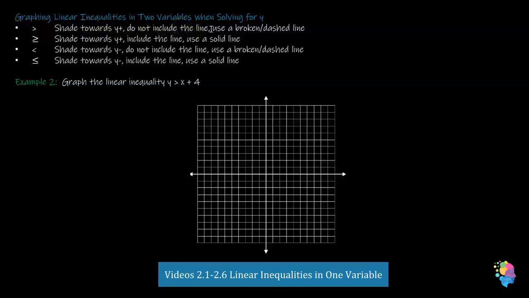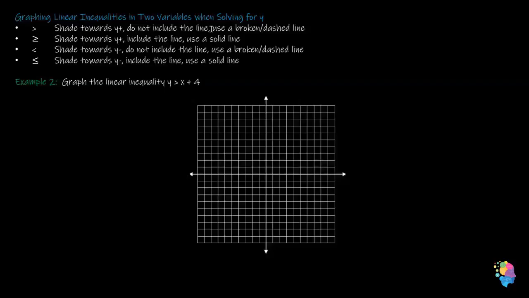When we were working with solving inequalities in one variable, we would use either open or closed circles, parentheses, or brackets. But since we are creating a line here, we have to use a different method. So we're going to use a broken or dashed line to mean that we are not including the line. If it's greater than or equal to, we're still going to shade upwards towards the positive y. But since we are including the line because of that equals, we are going to use a solid line.